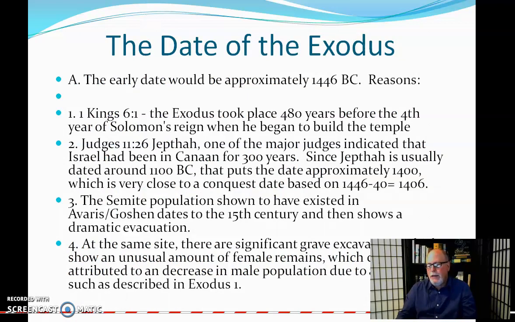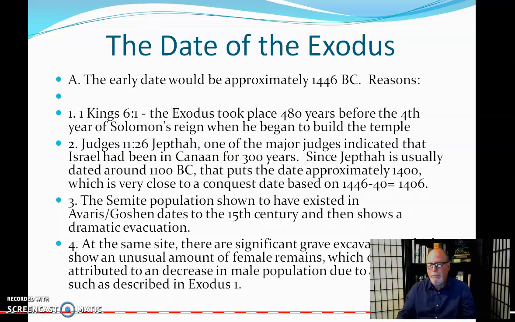We put the date of the Exodus at 1446, and there are a number of reasons for that. One of the first and primary reasons is what we call the primacy of the text. 1 Kings chapter 6, verse 1 says that the Exodus took place 480 years before the 4th year of Solomon's reign, when he began to build the temple. And we know when Solomon began, we know when his 4th year was in the building of the temple. 480 years before that puts us exactly at 1446.